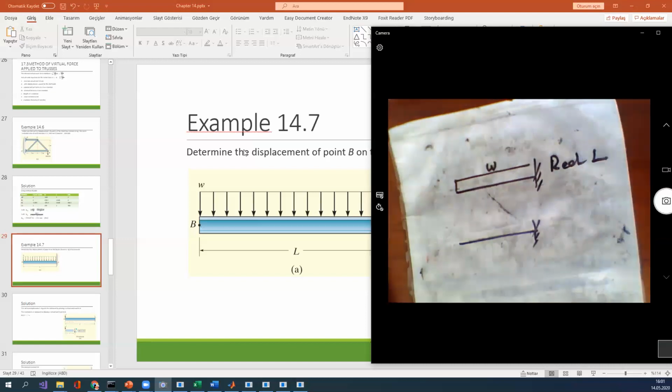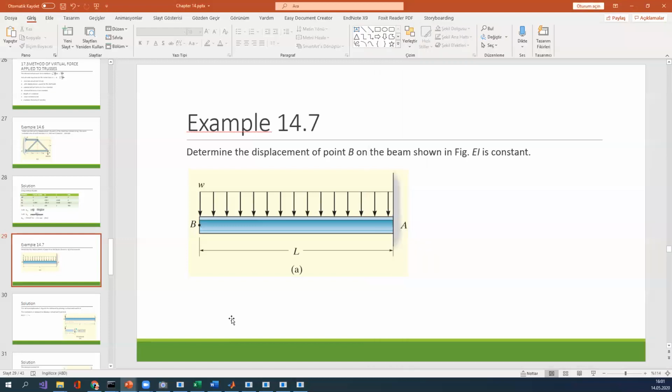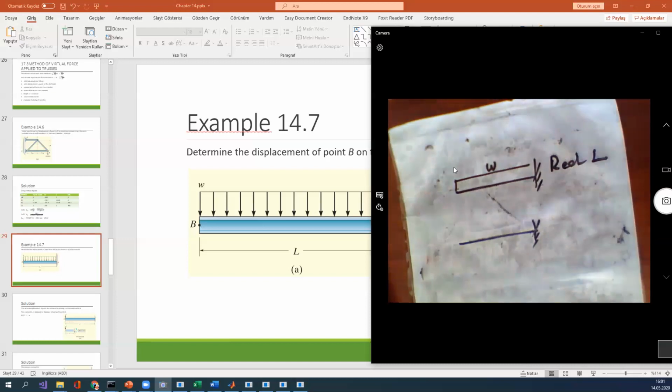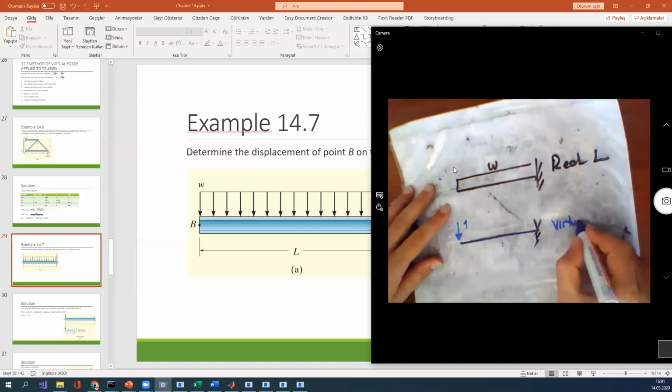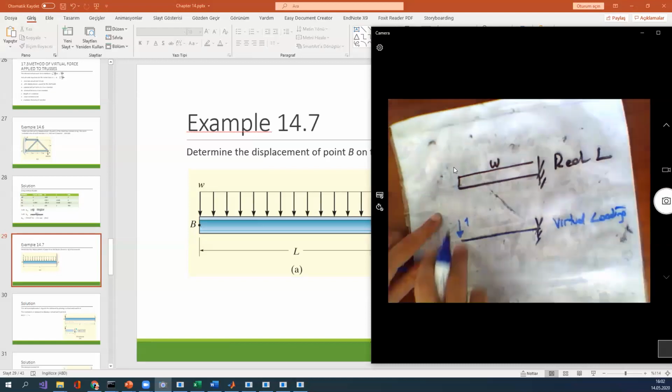So in the question, determine the displacement on point P. Therefore, I put a vertical displacement on point P. Therefore, this equals 1. This is also virtual loading. So in here we have two types of moment.